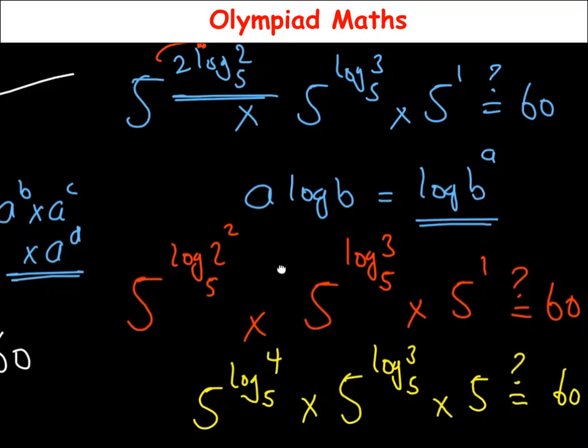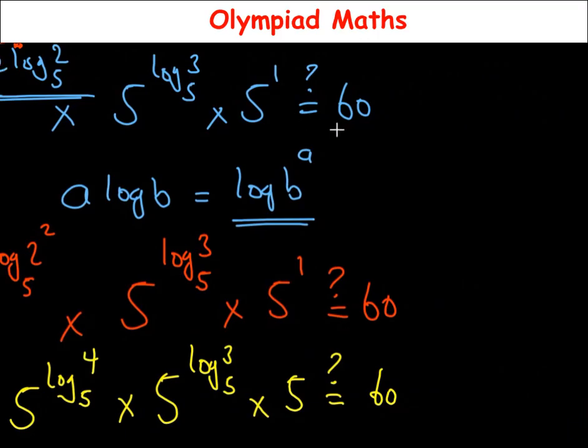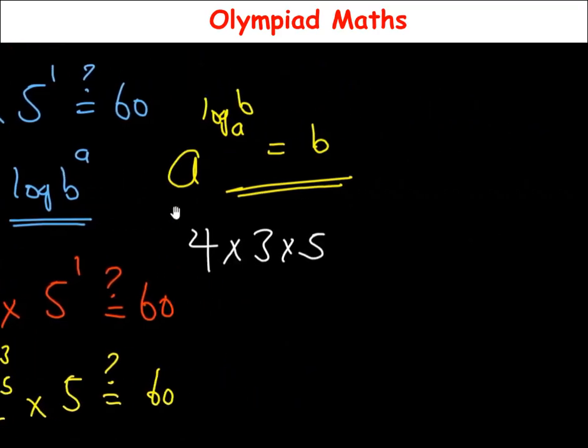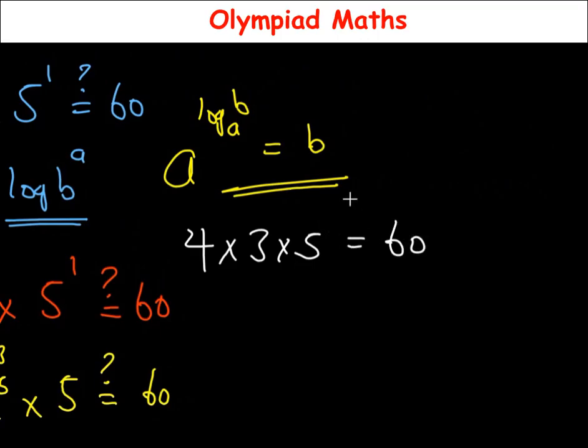Now from here, we can apply this principle that if you have a raised to power logarithm of b base a, this is equal to b. So applying this principle right here and here also, what we then have is that 5 raised to power logarithm of 4 base 5 is 4, then times 5 raised to power logarithm of 3 base 5 is 3, then times 5. So will it equal 60? Now 4 times 3 is 12, 12 times 5 is equal to 60, and this is also equal to 60.